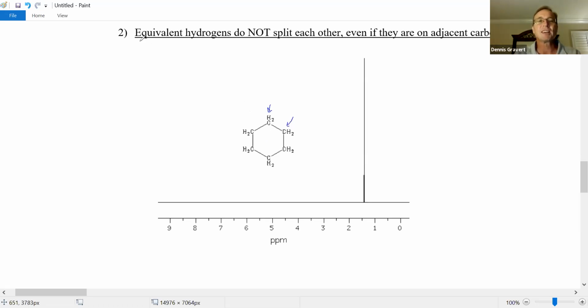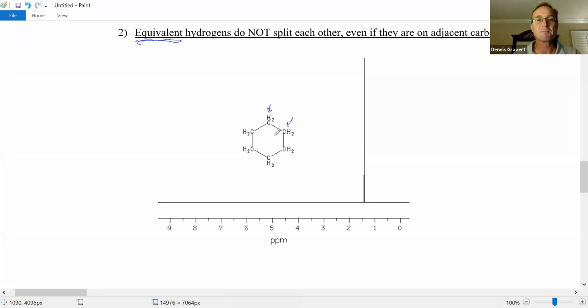Well, nature says that, hey, if they're equivalent, they're not neighbors, they're family. They live in next door houses, but they're all family. They don't count as neighbors, therefore they don't split each other. Does that work? I'm not going to find family hydrogens in any textbook, but it's a way to remember it. They're equivalent. They're just living in separate houses. They're family. They're not neighbors. They don't split each other.